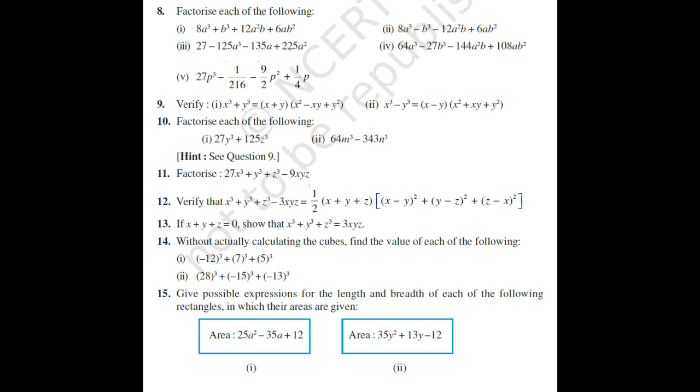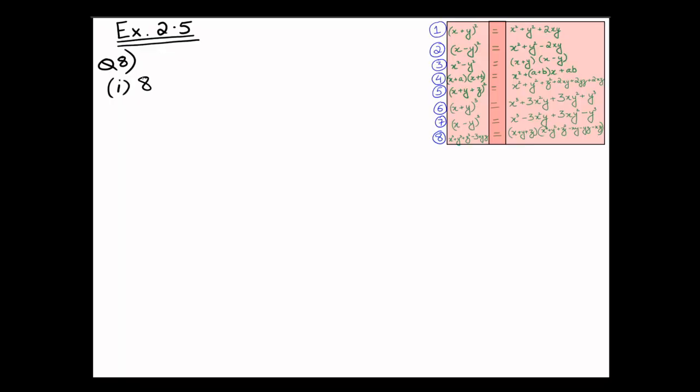And the first part is 8a cube plus b cube plus 12a square b plus 6ab square. Now, looking at the powers of the variables alone, this seems to be an expansion of a cube. Let me rewrite the first term as the whole cube of 2a.